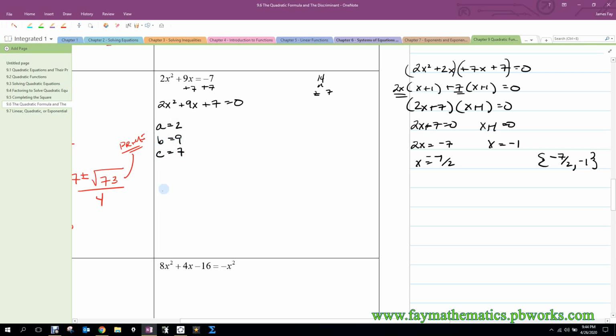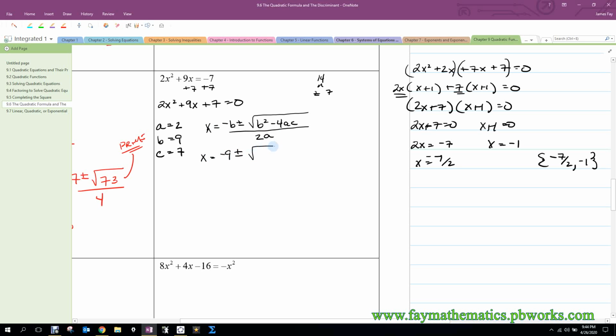C is 7. And now we'll go x equals. I think it's a good thing to, every time you do one of these, especially early on, write your formula down. The more you write it down, the less likely you are to forget it. Opposite of B, negative 9.